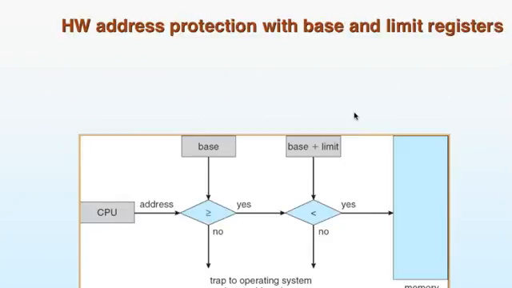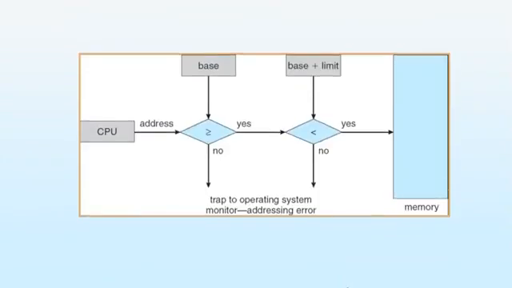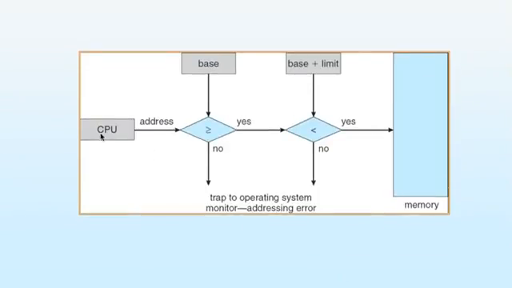So here's kind of like what it looks like. We have hardware address protection with a base and a limit going on in this picture, where we have the CPU on one end. It looks for an address. Say, is it a base address? Can it find an address?